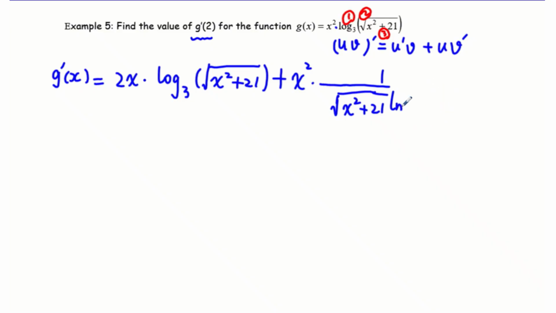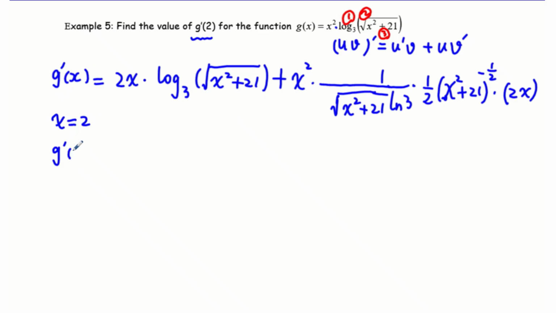So this is ln 3, then times the square root, which is 1 over 2 of x squared plus 21, to the power 1 over 2 minus 1, which gives you negative 1 over 2. Then the derivative of x squared plus 21 is 2x. Then this is the derivative, g prime of x. When x equals 2, we sub in.